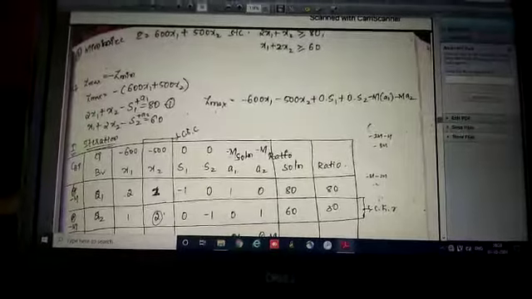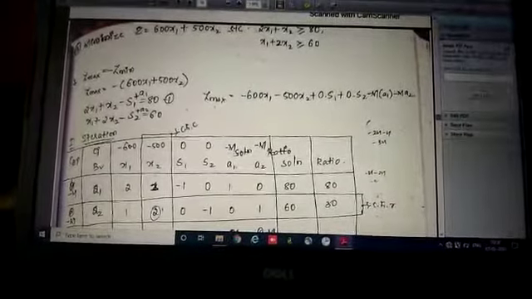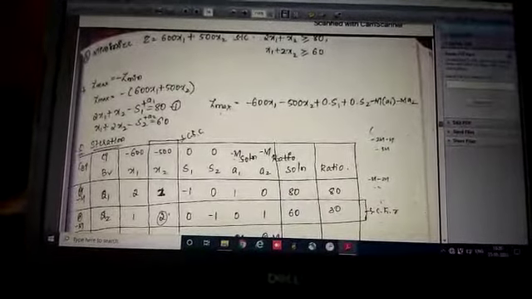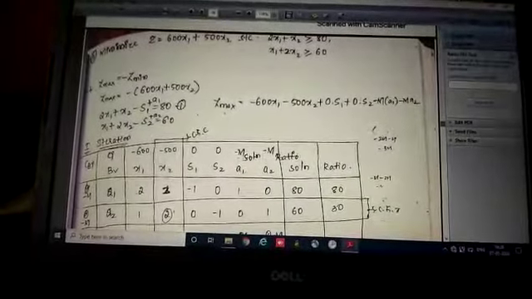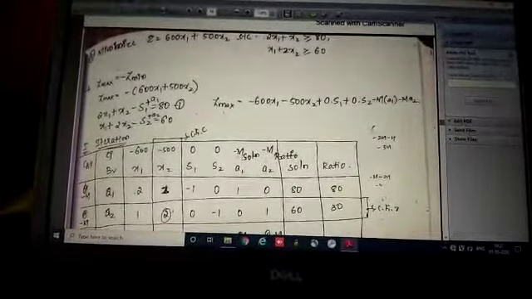Good morning students. Today we are going to solve the third problem on big M method. So the given question is minimize z is equal to 600x1 plus 500x2 subject to constraints 2x1 plus x2 greater than or equal to 80, x1 plus 2x2 greater than or equal to 60.